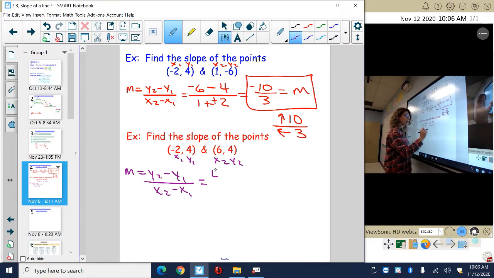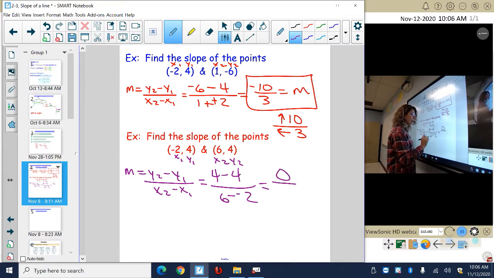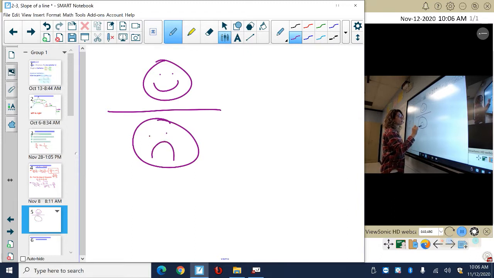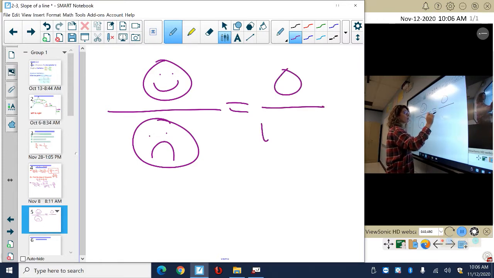And plug and chug. 4 minus 4 over 6 minus negative 6. 4 minus 4 is 0. A double negative is a positive. Now listen closely. My students struggle with this all the time. 0 in the top is happy. 0 in the bottom is sad. Okay? If the 0 is on the top, it's 0. If it's 0 on the bottom, it's undefined.